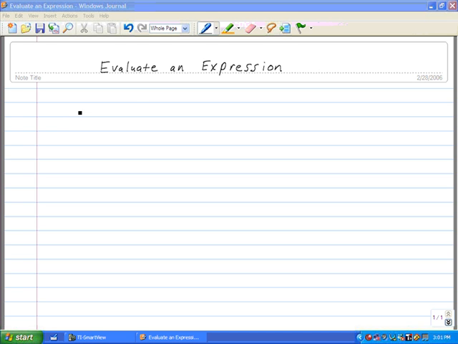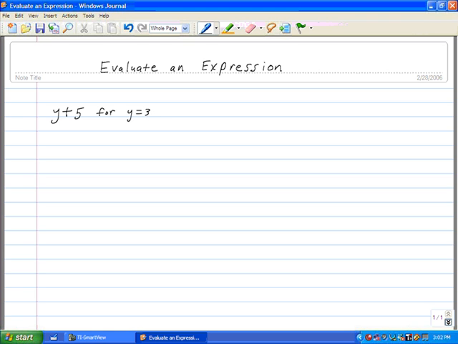Now, starting off with an easy example, if we want to evaluate an expression like y plus 5, and of course, since this is an expression, not an equation, we're not trying to solve, we are trying to evaluate, which means you're going to have to be given what you're evaluating for. So this time we're going to evaluate for y equal 3.